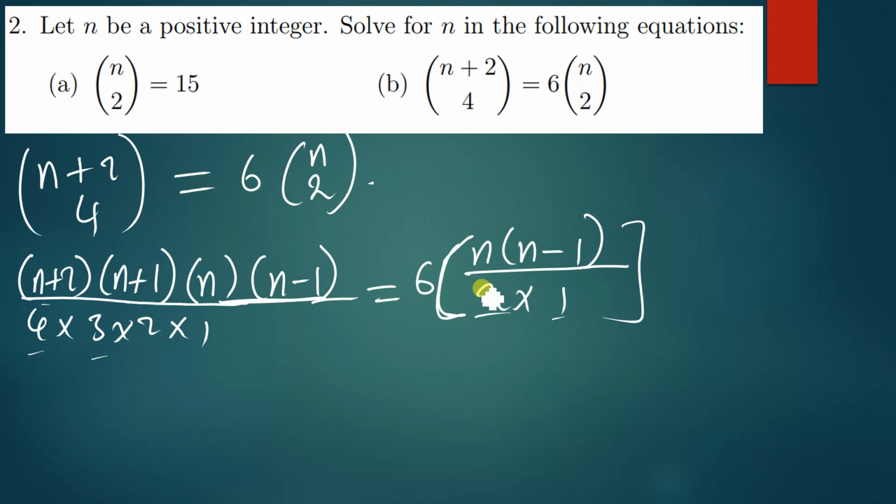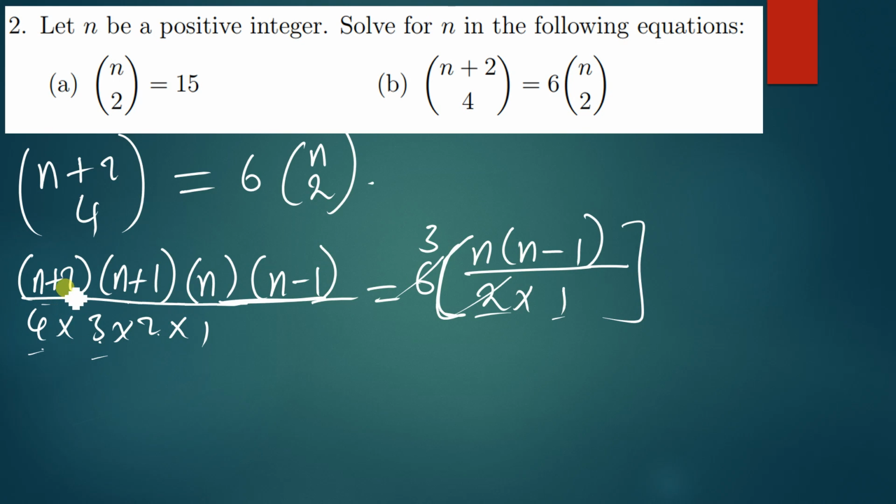Alright, so this 2 times 1 gives us 2. So 2 and 2 there can cancel. I mean, 2 can go into 6 3 times. Then down there, what we're going to have is 4 times 3 times 2, which gives us 24.